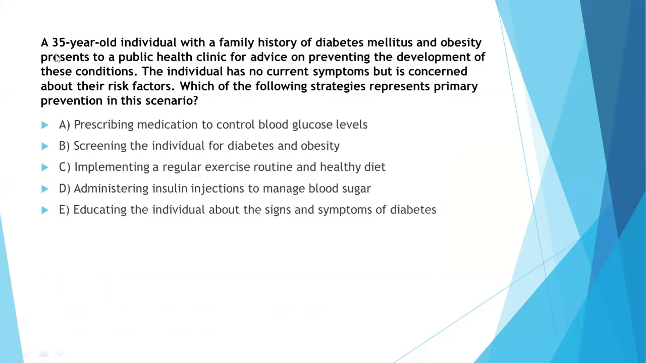Here we have a 25-year-old individual with a family history of diabetes mellitus and obesity who presents to a public health clinic for advice on preventing the development of these conditions. The individual has no current symptoms but is concerned about the risk factors. Which of the following strategies represents primary prevention in this scenario? Prescribing medication to control blood glucose level, screening the individual for diabetes and obesity, implementing a regular exercise routine and healthy diet, administering insulin injections to manage blood sugar, educating the individual about the signs and symptoms of diabetes.